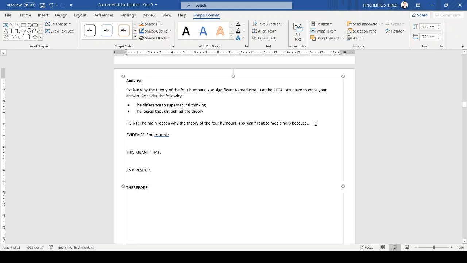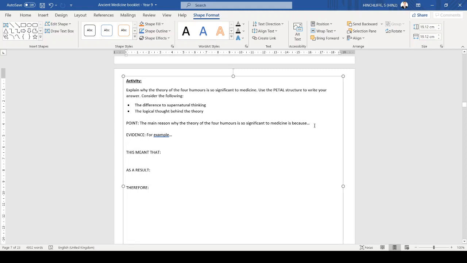So obviously the first thing we want to do is explain why it was significant, and we've got 2 bullet points here. This is what you get on a GCSE question. They're called stimulus points. The difference to supernatural thinking and the logical thought behind the theory. So you can use these to help you answer the question.